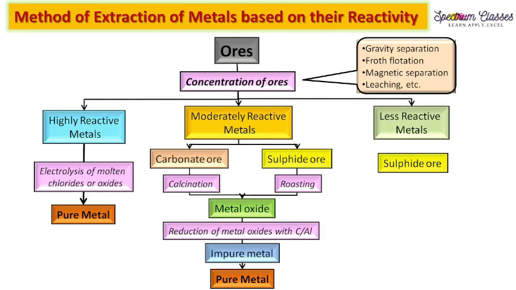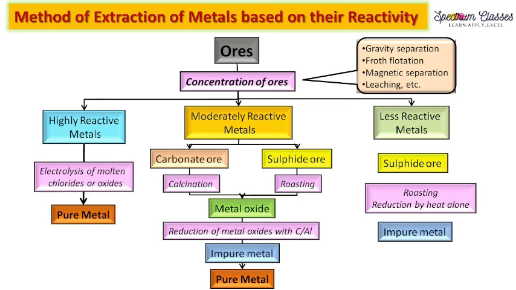For less reactive metals, we are having sulfide ores, and these sulfide ores by roasting and by heating alone get reduced to impure metals, and these impure metals are further purified to get pure metals. So this is the flow chart, and here we have already discussed the terms calcination, and this is done for the carbonate ores, while roasting is done for the sulfide and arsenic ores, how we are getting the metal oxides and how these get converted to metals, whether they are impure metals. If we get impure metals, then we can purify them to get pure metals.